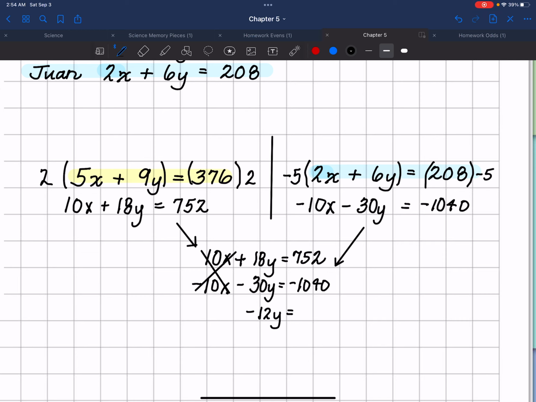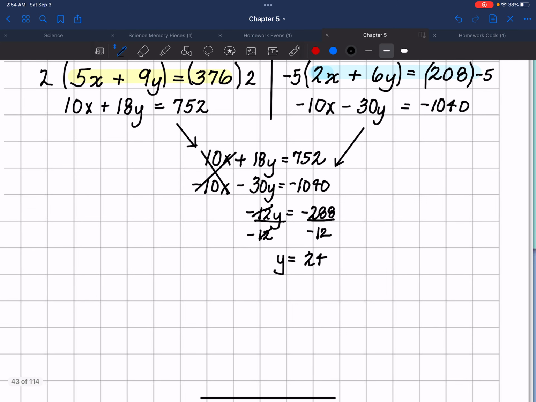And then this one is going to be 752 minus 1040, negative 288. Divide both sides by negative 12. So y is going to be 24. So each of those long sleeve shirts cost how much? $24 each. That's a unit rate.